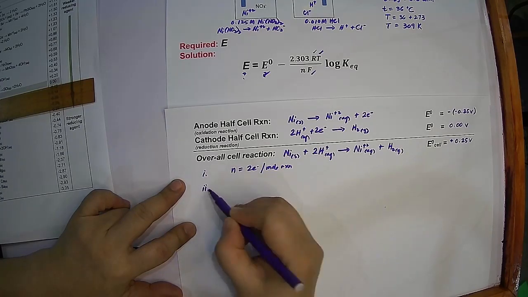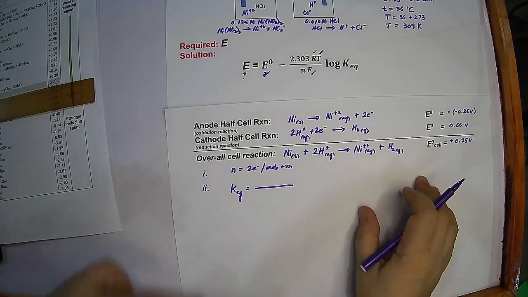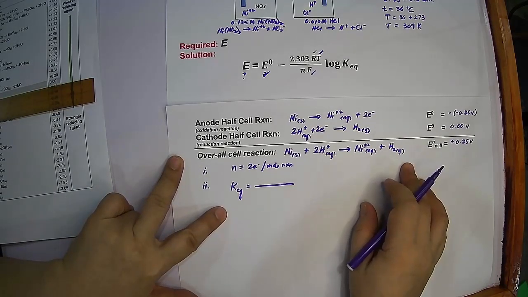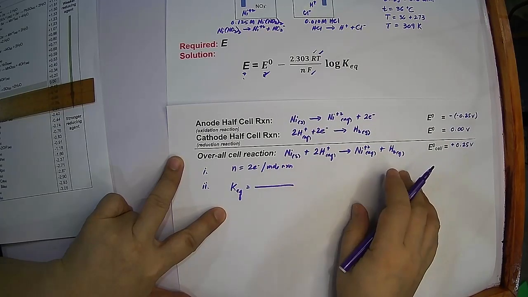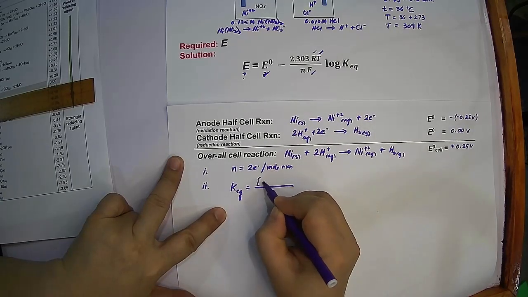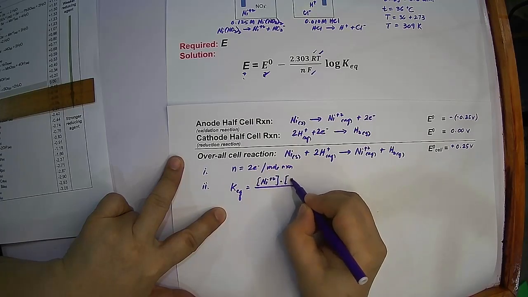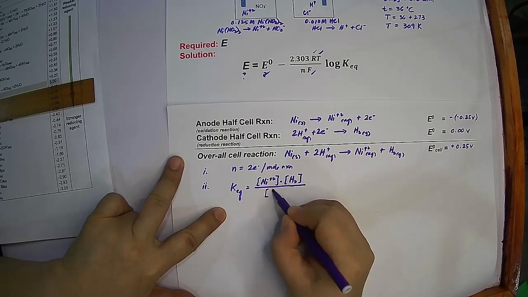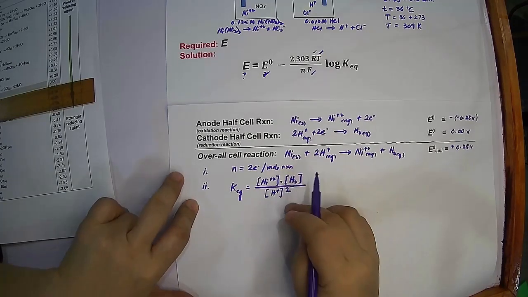Next we can compute for your Keq based on the balanced equation. Okay, where gases and ions or aqueous molecules are involved, it is product over reactant. So we have the nickel ion multiplied by the hydrogen gas over hydrogen ion squared here. The nickel solid is not included.